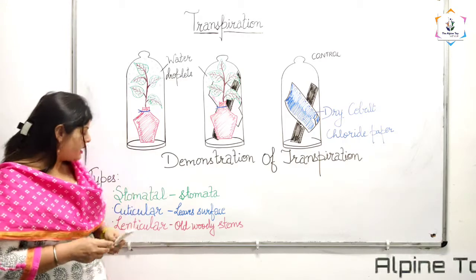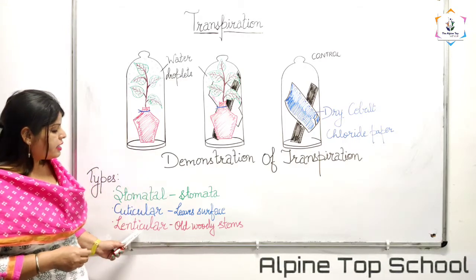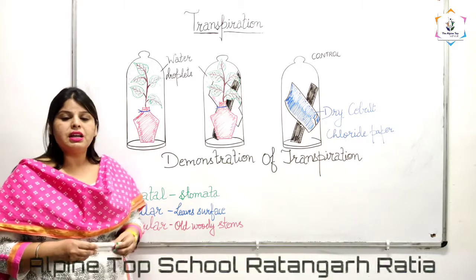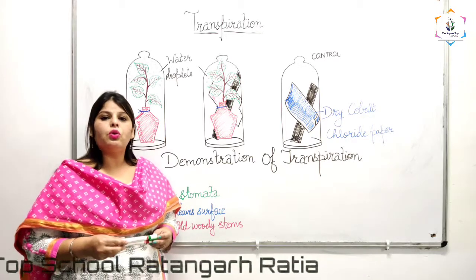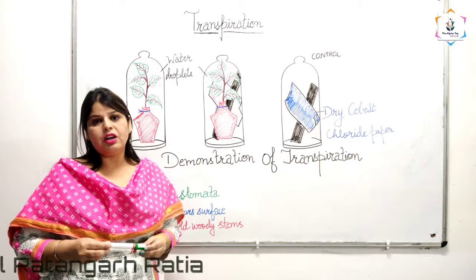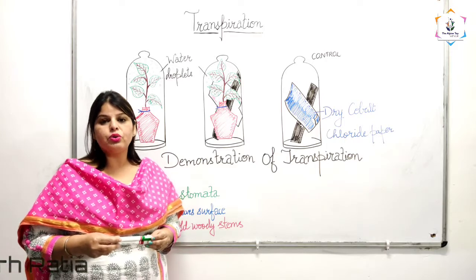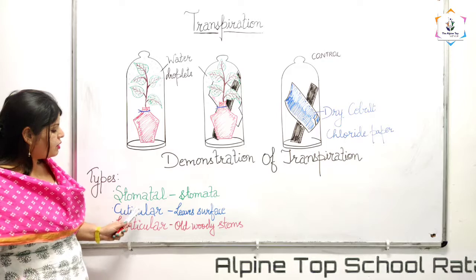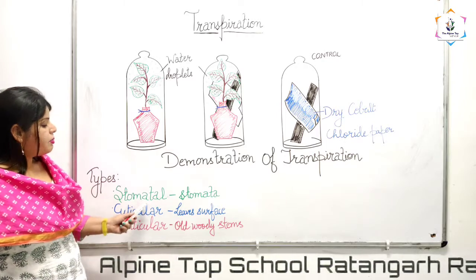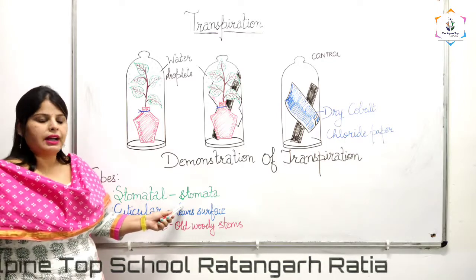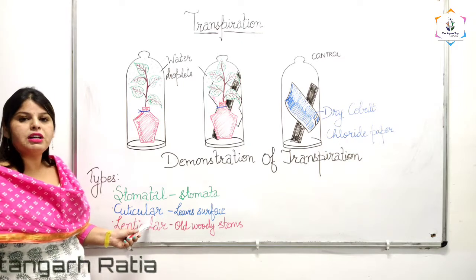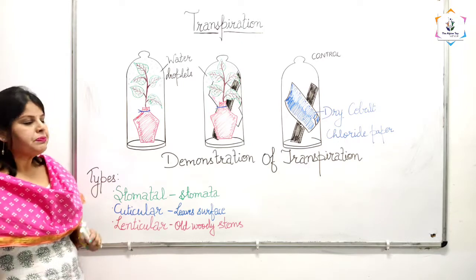And the last one is lenticular. In lenticular transpiration, it happens in the old woody stems, through small pores present in the old woody stems, and through these water is lost. Out of these three, stomatal is the most common one, and cuticular and lenticular are not very common in plants.